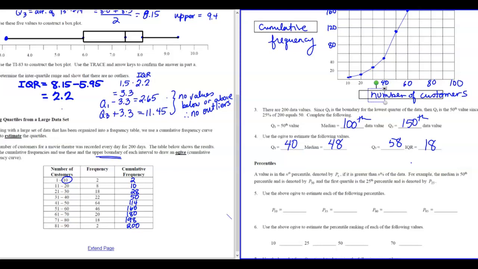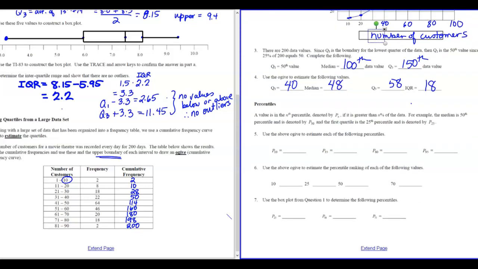Okay, so let's take a look at percentiles here. We may need our graph or the chart. A value is in the nth percentile, denoted by a capital P with a little subscript, not to be confused with probability, which we'll talk about later. Probability doesn't use a subscript. So it's denoted by P subscript n if it is greater than n% of the data. For example, the median is the 50th percentile and is denoted by P50. So P50 is the same as the median, which is the same as quartile 2. So there are 3 different ways of stating the notation for the median.